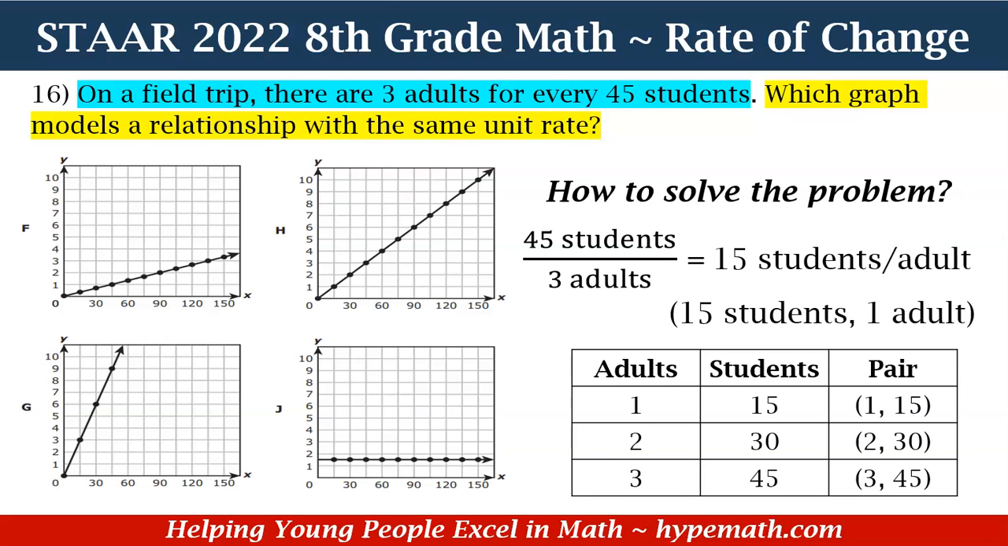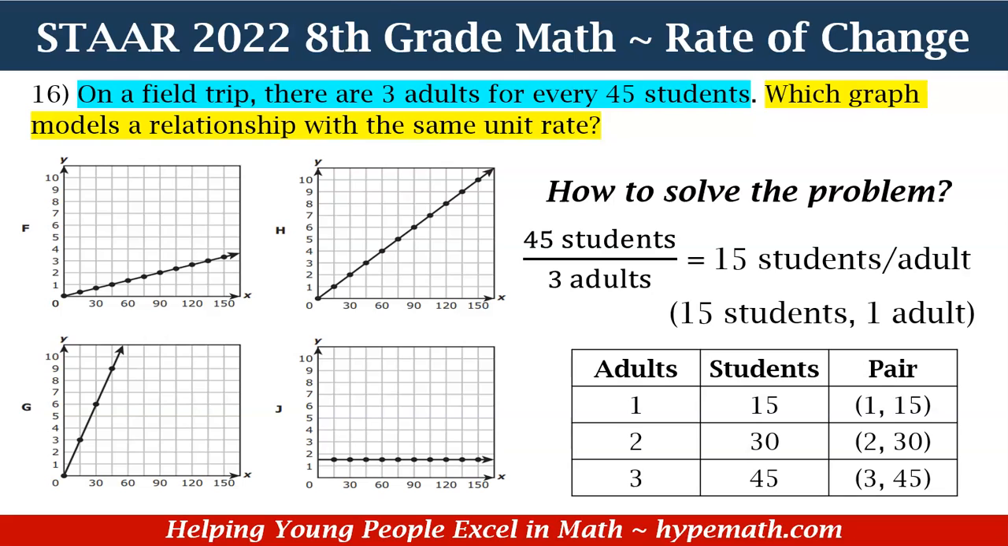So to set up our rise over run, what we have is 45 students over 3 adults. When we simplify that fraction, 45 over 3, that means there are 15 students for one adult, or per adult. So we can set up our table. One adult has 15 students, 2 adults have 30 students, and 3 adults have 45 students. And that is how I wrote my pairs: 1, 15, 2, 30, and 3, 45.